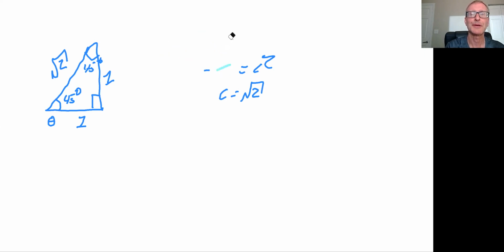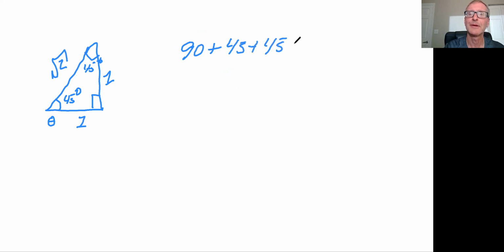The other thing is this idea that all three angles inside a triangle always add up to 180. So you can see the right angle is 90 degrees, and then we define these other two angles as 45 and 45. And so they all add up to 180 degrees and everything is cool.